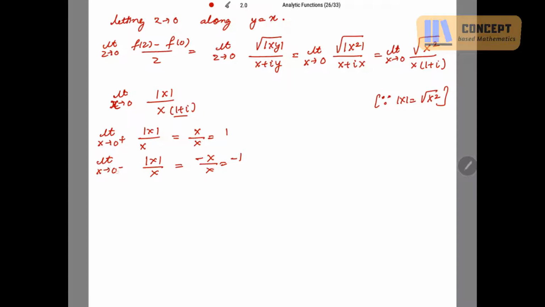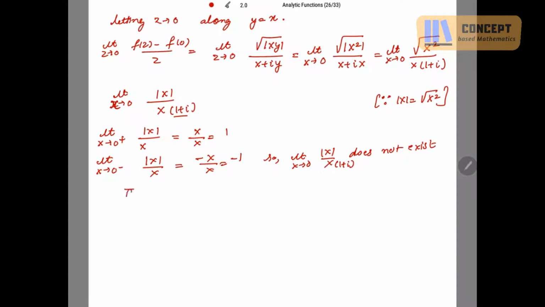Since the right hand limit and left hand limit are not equal, the function is not differentiable. Hence the limit does not exist. Both the limits are unequal, so limit x tends to 0 of mod x over x does not exist. Now you may write 1 plus iota also, I have just skipped this.